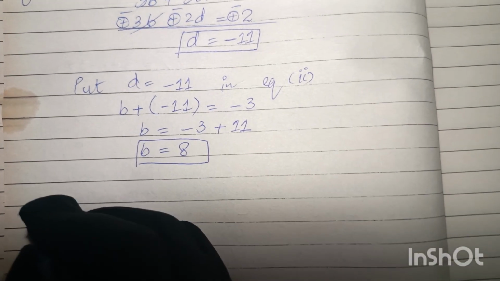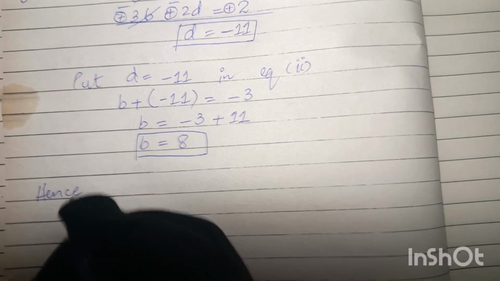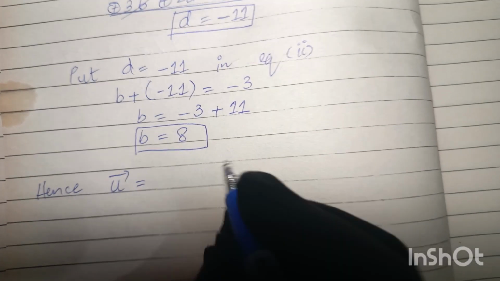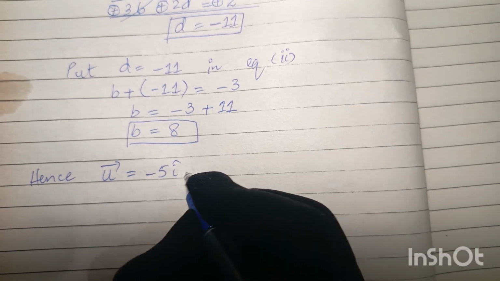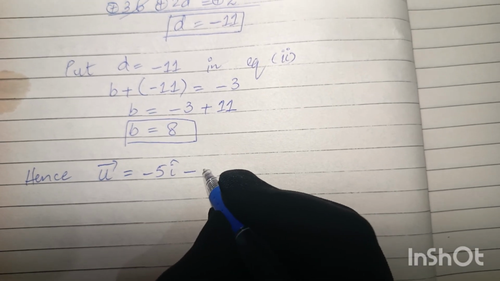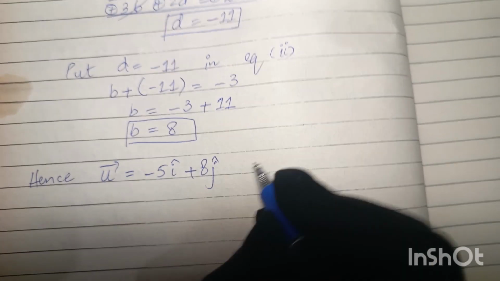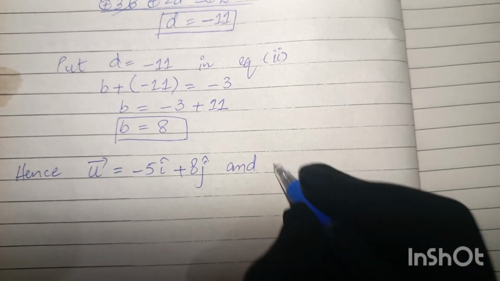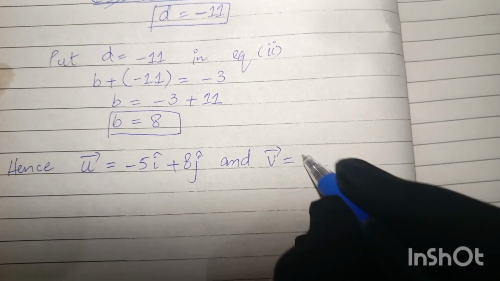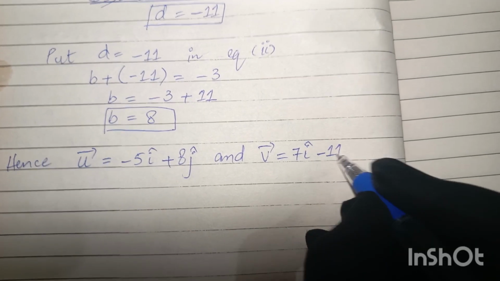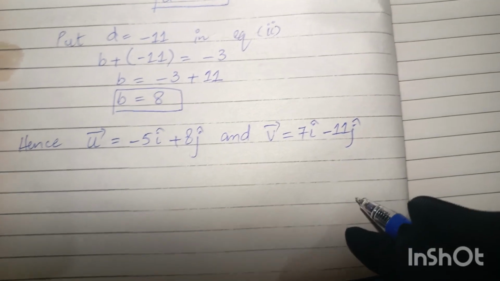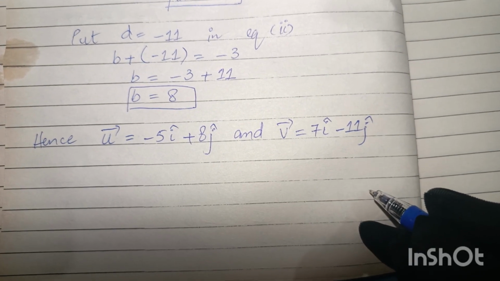So now we will write the required vectors as u is equal to ai plus bj, which is equal to minus 5i plus 8j, and v vector is equal to ci plus dj, which is 7i minus 11j. So here are our required answers, values of u and v.